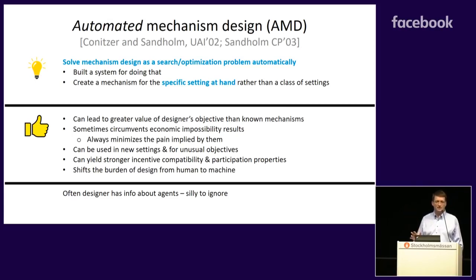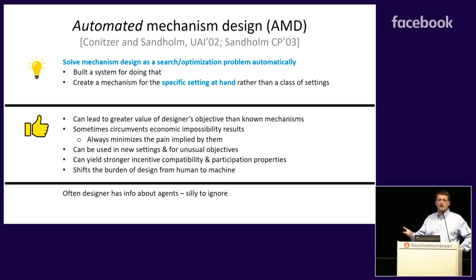And when you optimize to the distributions at hand using automated mechanism design, you get the minimal pain, the minimal loss in efficiency. Then this can also be used in new settings and for unusual objectives, settings that nobody has had the time to actually solve before, or objectives that people haven't had time to solve. It can yield stronger incentive compatibility and participation properties.